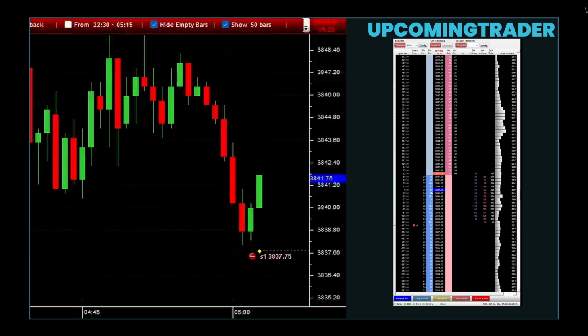Practice this on a demo account to get a feel for how different tick sizes behave and find the one that helps you read the market comfortably and accurately. Remember, choosing the right tick size is about balancing detail with manageability, and it takes time and patience to find the setting that works best for you.